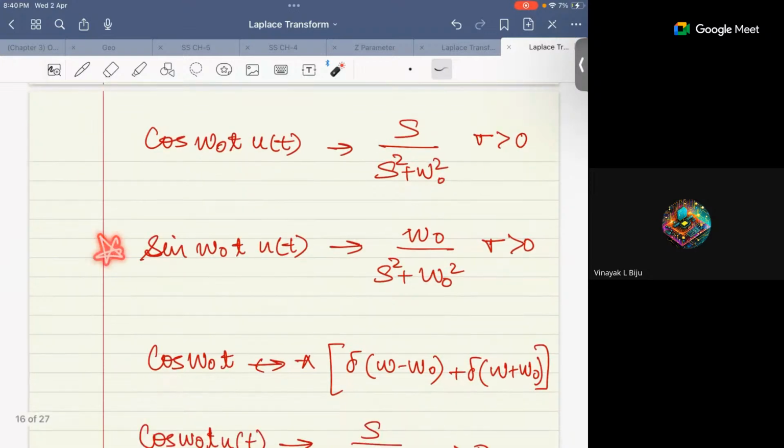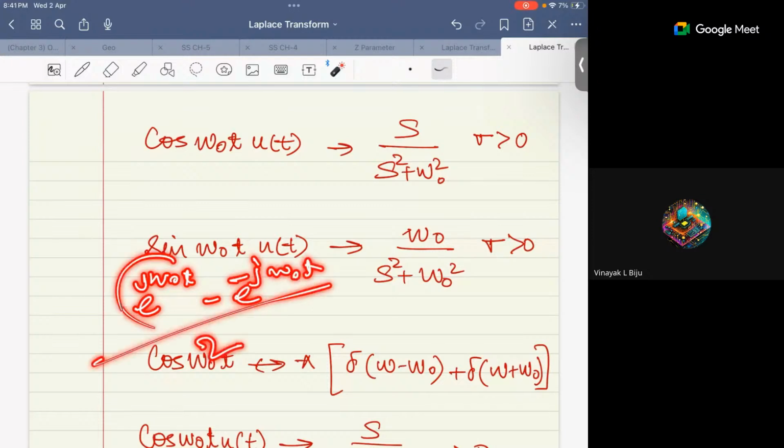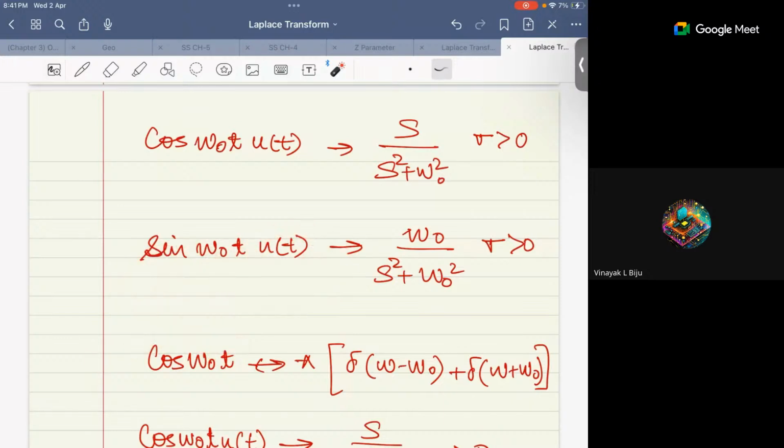Similarly, you can calculate it for the sine signal also. The same process: e to the power j omega naught t minus e to the power minus j omega naught t, by 2. For each of these functions you know the Laplace transform, and using the linearity property you will be able to get the Laplace transform for the sine function also. Is this clear to everyone?